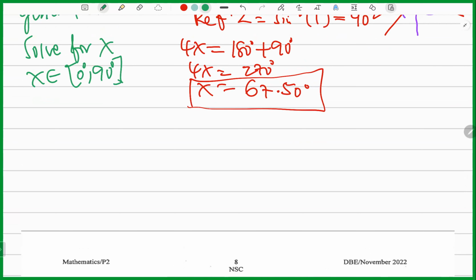So if it's between 0 and 90 degrees, it's 60. Because we need to find the answers in this interval, we don't add 360 by k, because these are specific answers. So for example, we must just check if the answer is between 0 and 90 degrees. 67.50 is smaller than 90. So yes, this is correct.